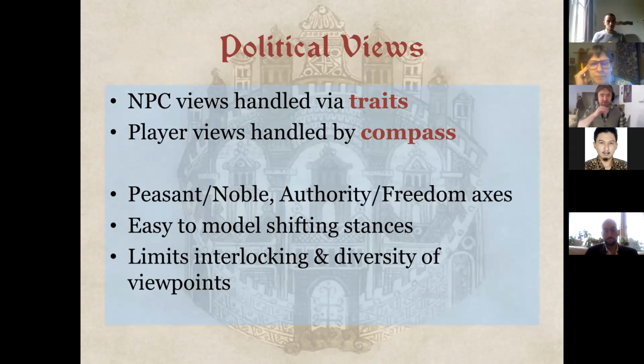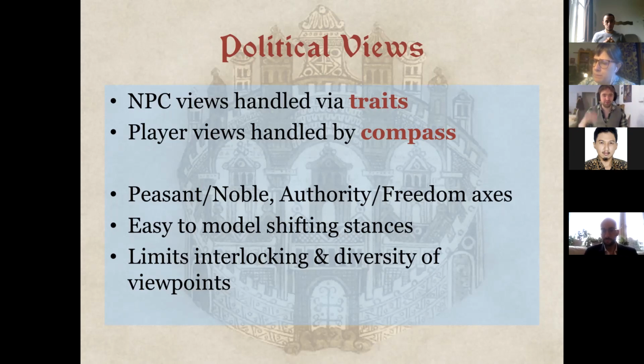So yeah, and then there's other aspects of political views. NPCs have their political views via this sort of social trait. Are they old money? Are they a radical peasant revolutionary, whatever? The player views actually have more of this kind of political compass system, which I might not have done if I rethought it now. But the good thing is, it has you on a pro-peasant to pro-nobility, pro-authority to pro-freedom, two-axis thing. It makes it easy to model shifting stances and provide the player with potentially awkward choices, because some choices shift you on both axes.